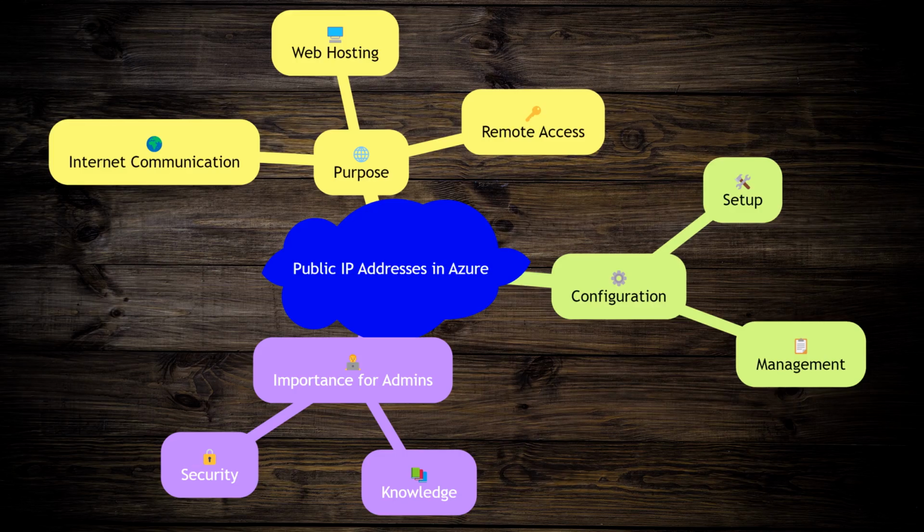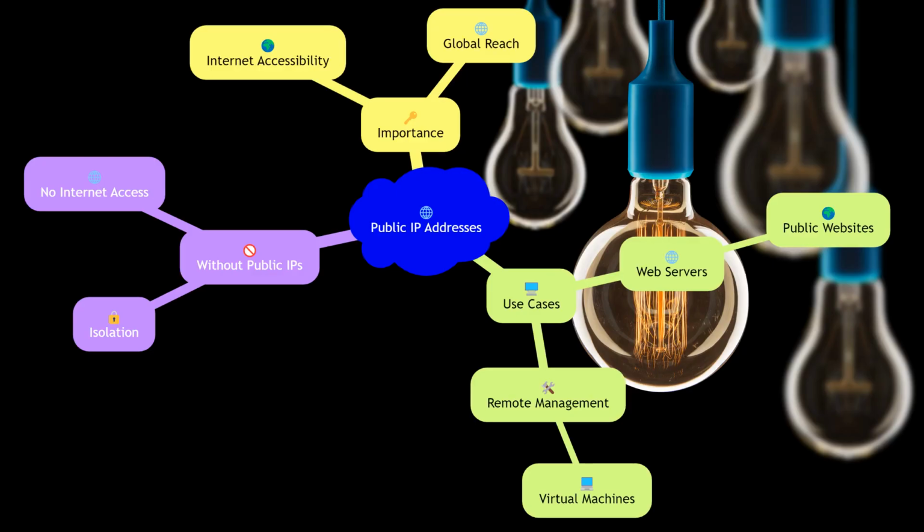Public IP addresses are essential for enabling communication between resources in a virtual network and the internet. They allow Azure resources to be accessible from outside the virtual network, facilitating services like web hosting, remote access, and more. Understanding how to configure and manage public IP addresses is crucial for any Azure administrator. Public IP addresses are vital for scenarios where resources need to be accessible from the internet.